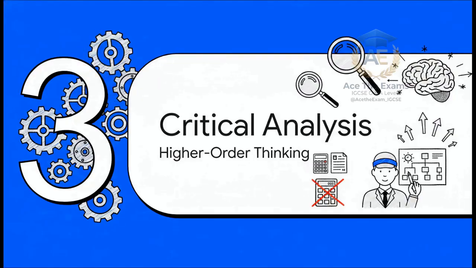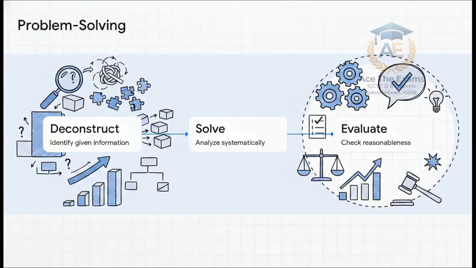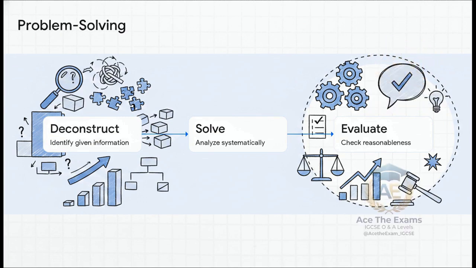Moving on to Section 3, Critical Analysis, Higher Order Thinking. This is where we separate the A grades from the A stars. Top-tier students use this exact deconstruct, solve, evaluate, problem-solving model when faced with complex, unfamiliar accounting contexts. Step 1, deconstruct. You literally rip the given scenario apart. You are scanning for hidden constraints, specific dates, and anomalous data. Step 2, solve. You analyze it systematically, mapping out your accounts logically. Step 3, evaluate. You check for reasonableness and make justified recommendations.